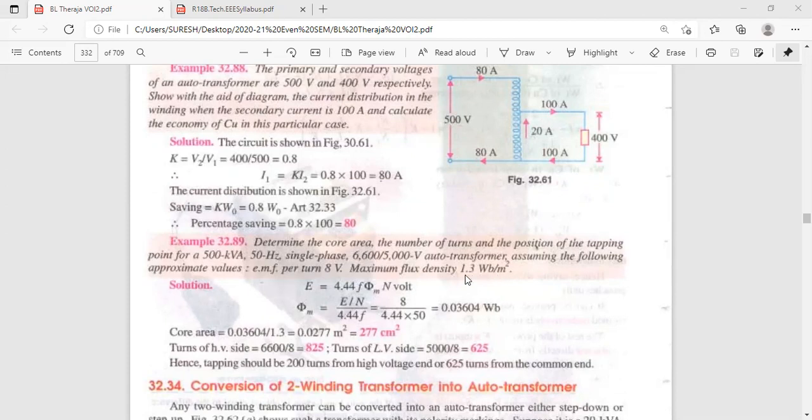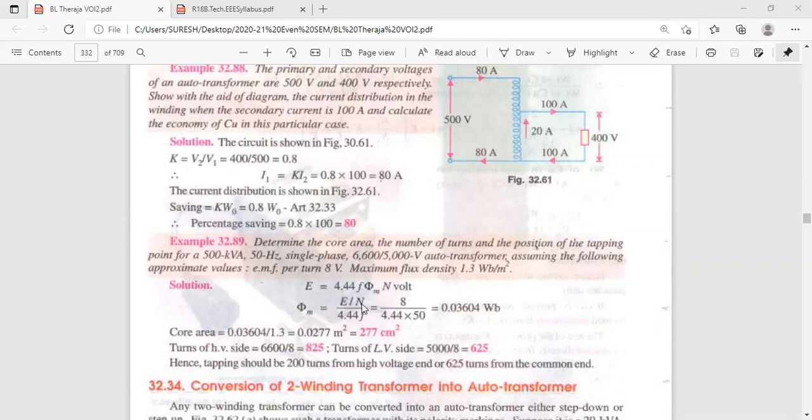And B is 1.3 Weber per meter square. Write down B is equal to flux density, 1.3 Weber per meter square. Now phi is equal to B into A, or B is equal to phi by A. They are asking to calculate the area. All are known values except the area.